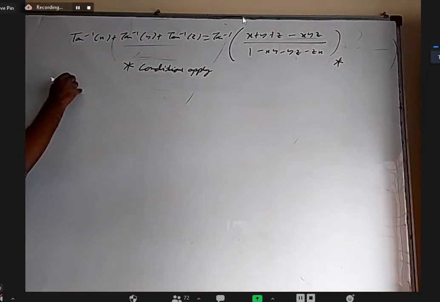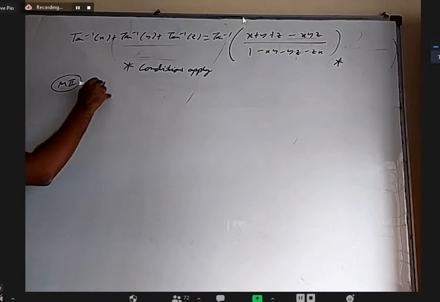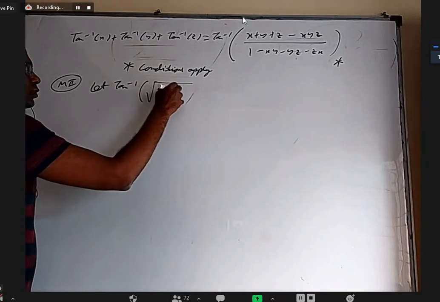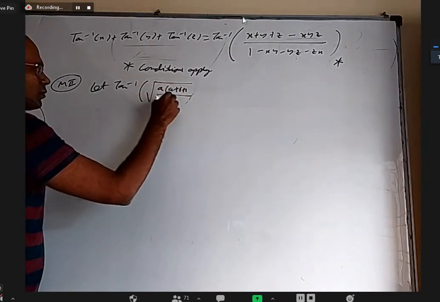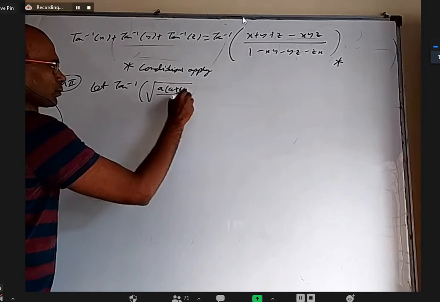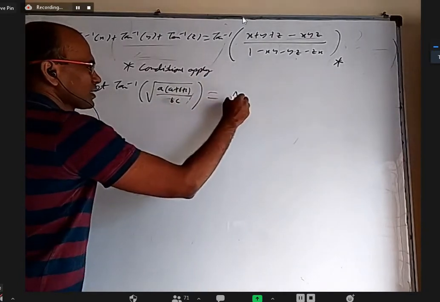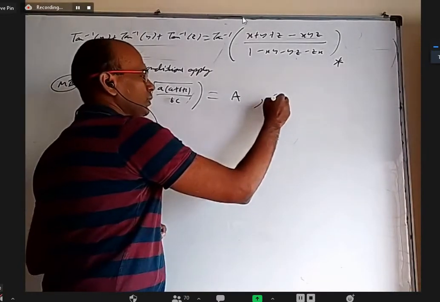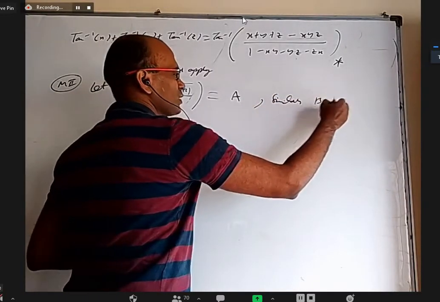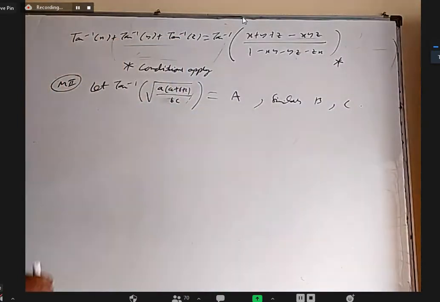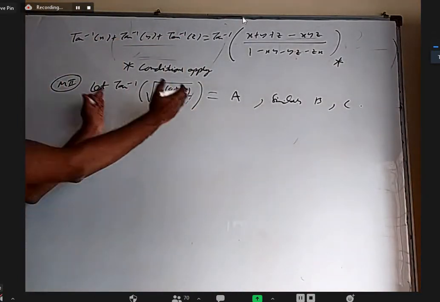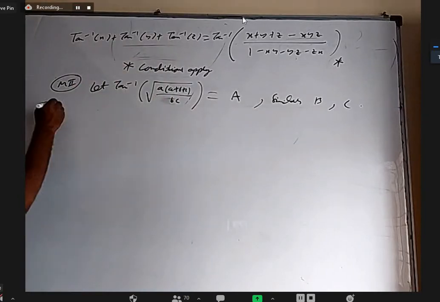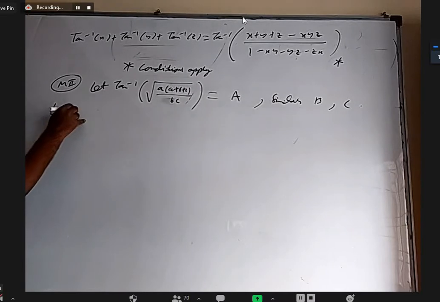So method 2 for this question. Let tan inverse of square root of a into (a plus b plus c) by bc, I'm going to take this as some A. Similarly, the other one is B and the other one is C. So now our question is A plus B plus C. This whole thing is A, another tan inverse is B, another tan inverse is C. I want to find what is tan of A plus B plus C.